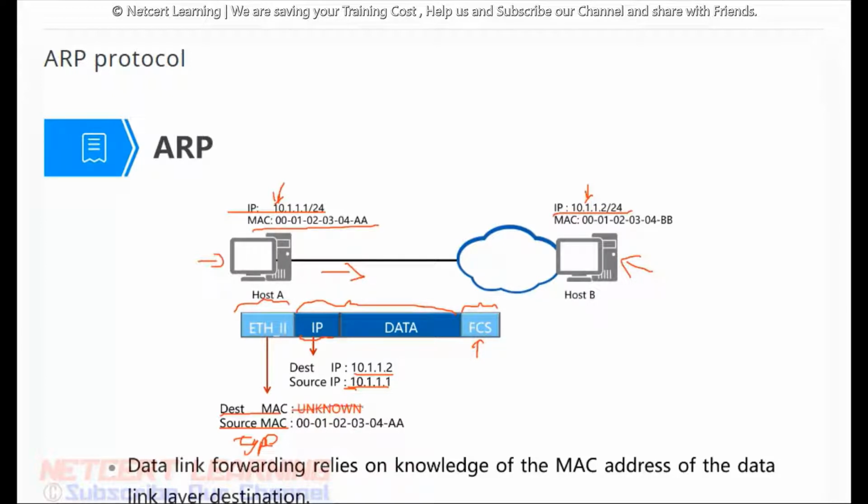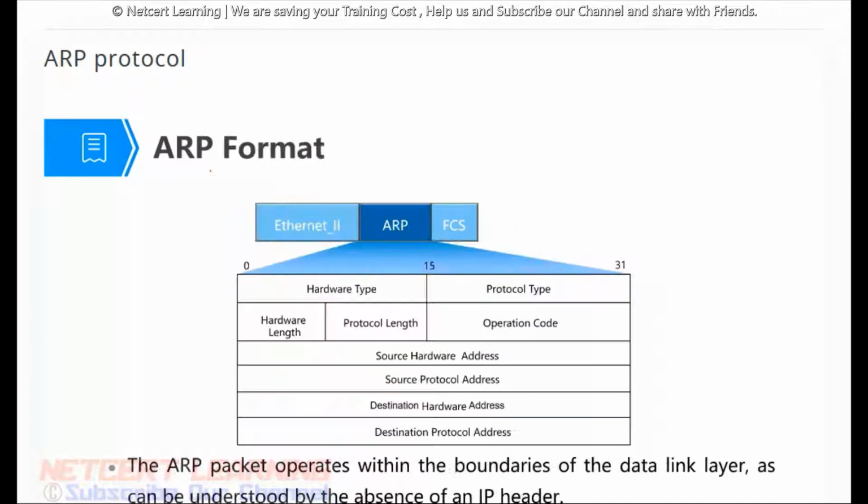Then what is the destination MAC address? Host A did not know the MAC address of host B. So we need a mechanism. This mechanism is just ARP, Address Resolution Protocol.